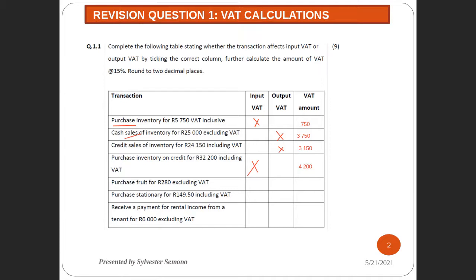Okay, so please let me know if you've got any question. Okay, let's go to the other one, the purchase of fruit for 280, excluding VAT. Tell me, what is it?